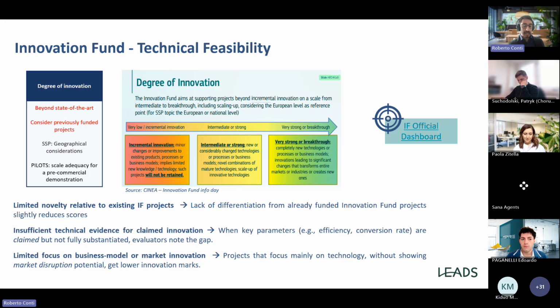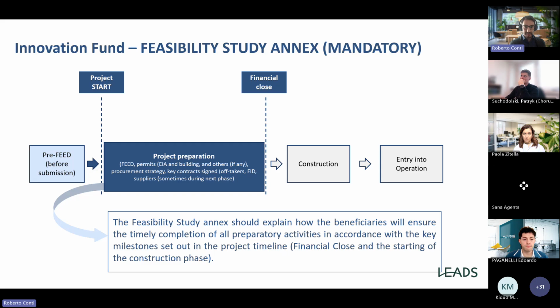The operation, the plant should be located in Europe. You cannot operate in another continent. The operational phase, also the construction. So all the plant, all the phases. So all these phases should be related to European territory. So the plant, the technology should be developed and should be operational in Europe.